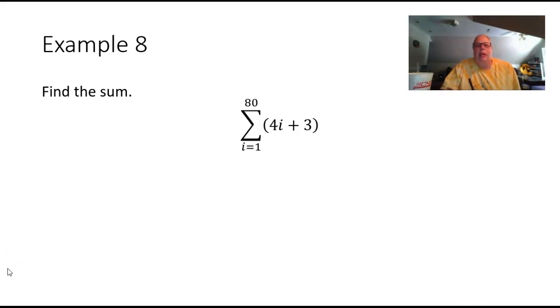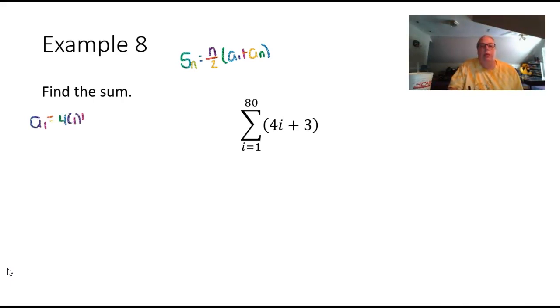Example 8, find the sum from 1 to 80 of the quantity 4i plus 3. Well, believe it or not, I am actually going to use my formula here. Again, S of n is equal to n divided by 2 times a1 plus an. But I'm going to have to use my formula 4i plus 3 to tell me what a1 is and to tell me what an is. Now a1 is going to be 4 times 1 plus 3, because I'm starting at 1 here. So the first term in my sequence is going to give me 7.